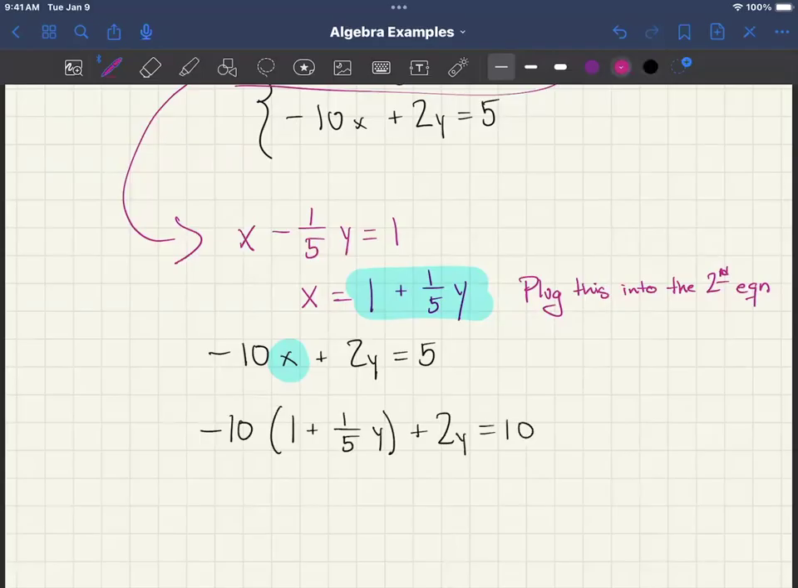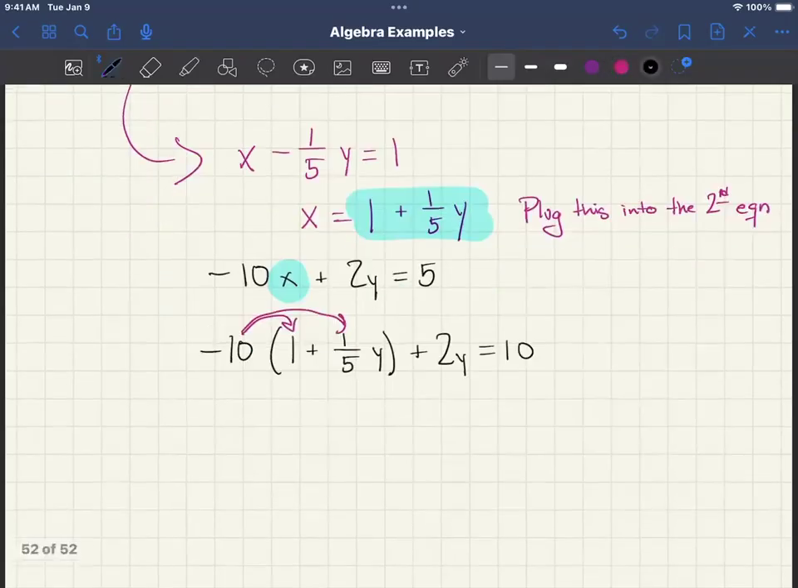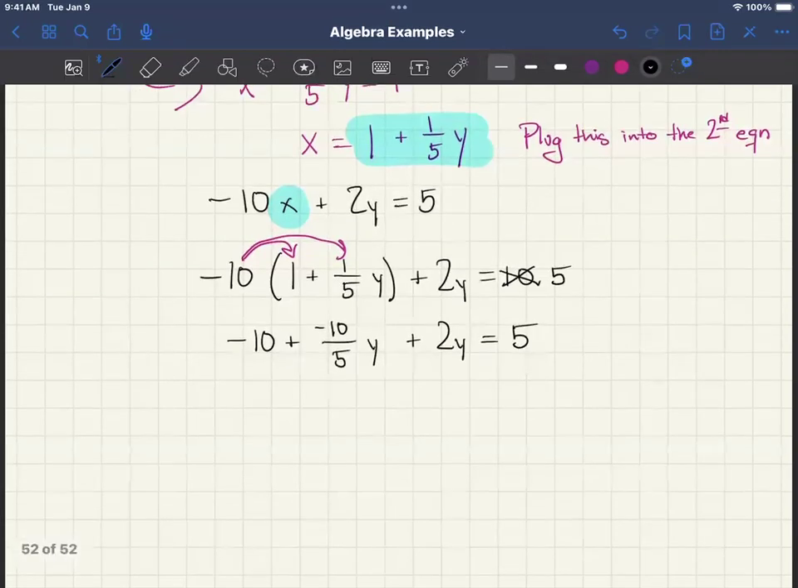All right, we are going to distribute that negative 10 throughout. That is going to give us negative 10 plus negative 10 over 5y plus 2y is equal to, and I lied here, this should be a 5. I apologize. All right, sometimes numbers are fussy. They change in front of you.